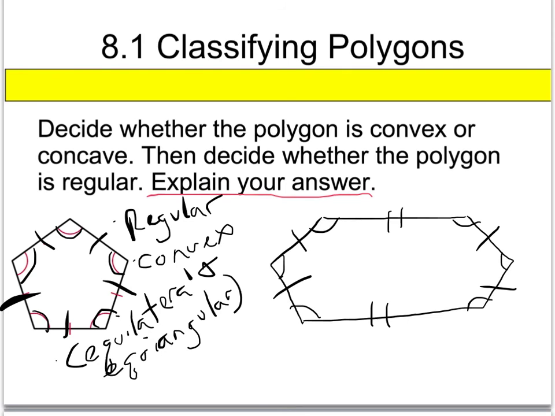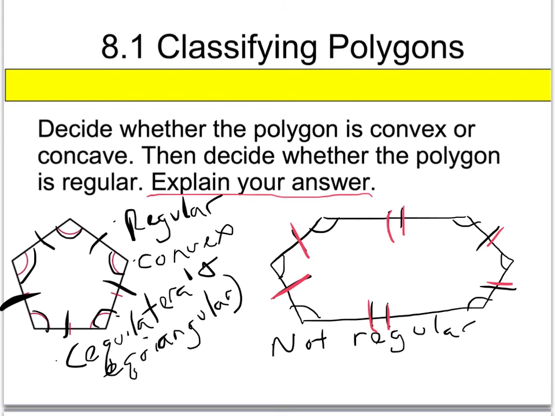Okay, flipping over to that next one. Looking at this next shape, the very first thing I do is look at my angle measures. Alright, all my angle measures are going to be the exact same. Then I look at my sides. Notice that my sides here on the top and bottom are different than my other side lengths. Because of that, we know that it is not regular. So since it is not regular, we can focus on, is it going to be concave or convex?